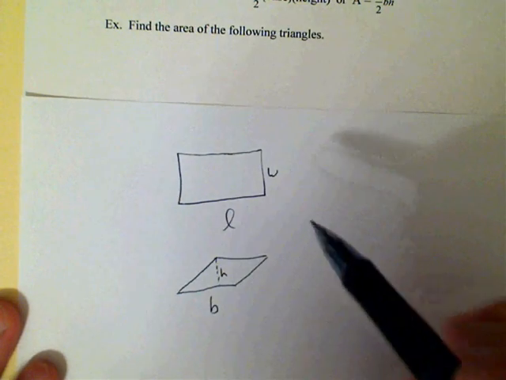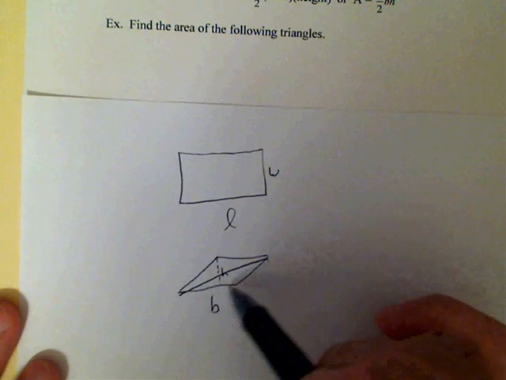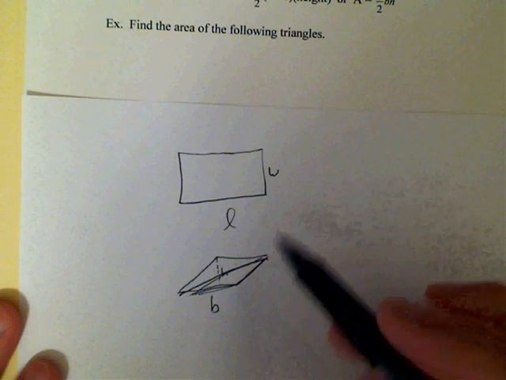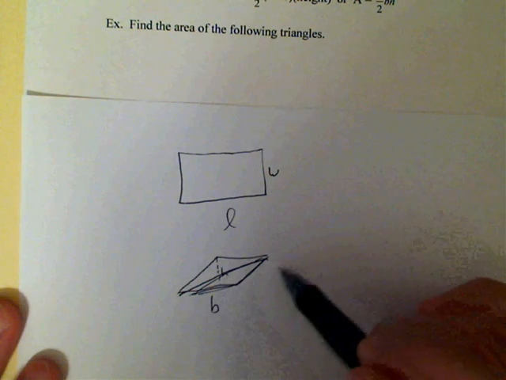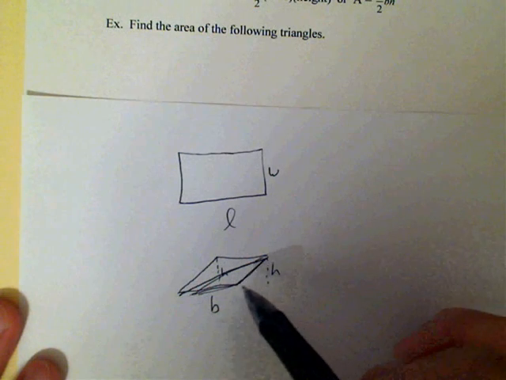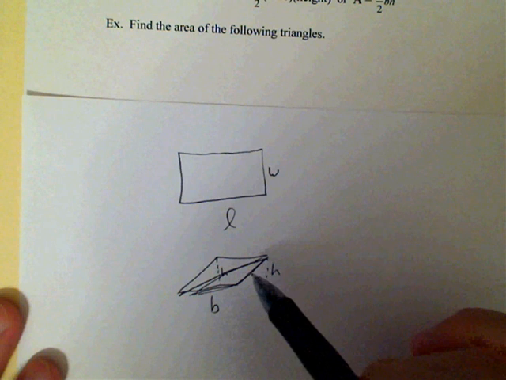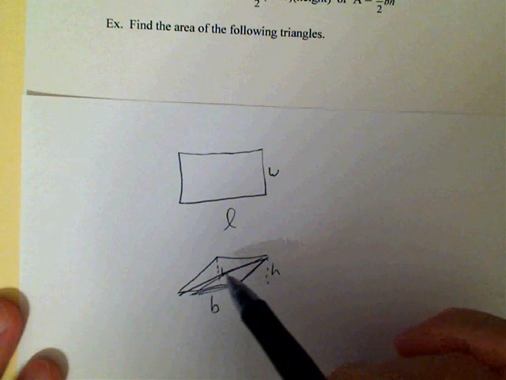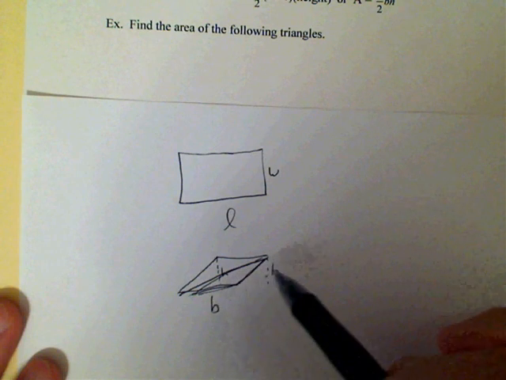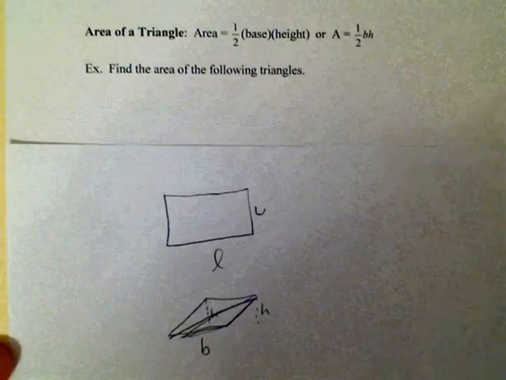Now, if we were to cut this in half, this right here would be a triangle with base B and a height H. So this half of a parallelogram is a triangle. So half the area of a parallelogram is half B times H. Got that? That's where this comes from.